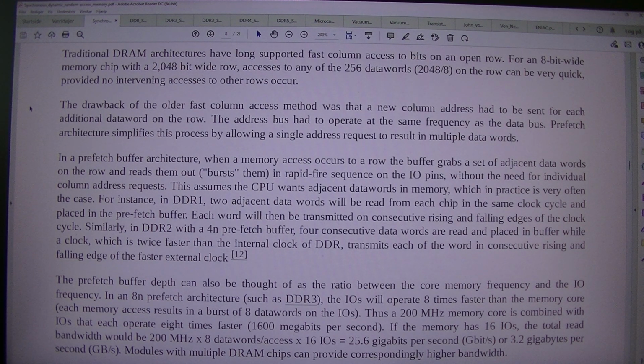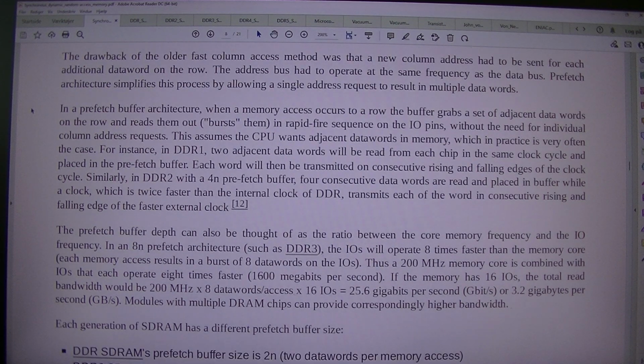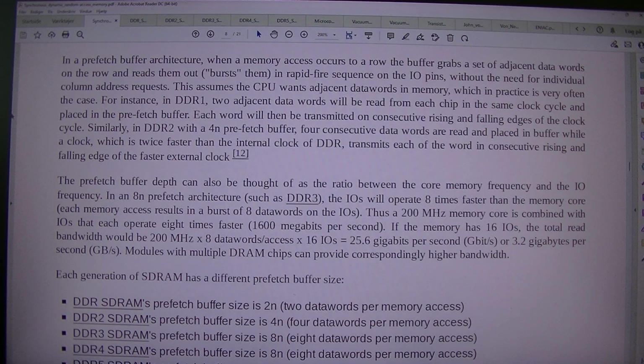In a prefetch buffer architecture, when a memory access occurs to a row, the buffer grabs a set of adjacent data words in the row and reads them out, bursts them, in rapid-fire sequence on the I/O pins, without the need for individual column address requests. This assumes the CPU wants adjacent data words in memory, which in practice is very often the case.